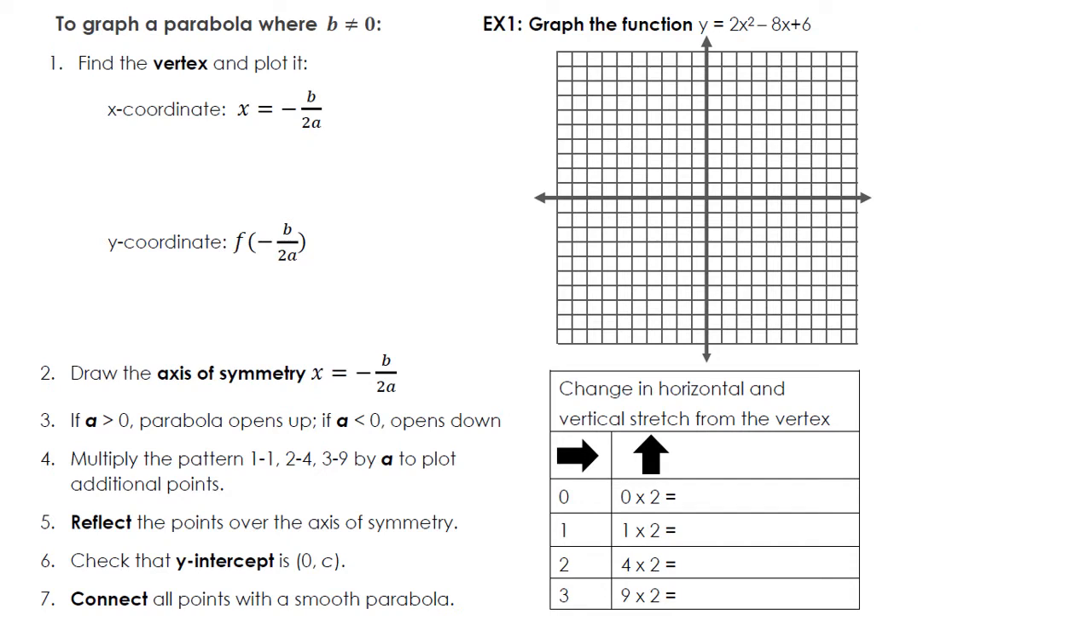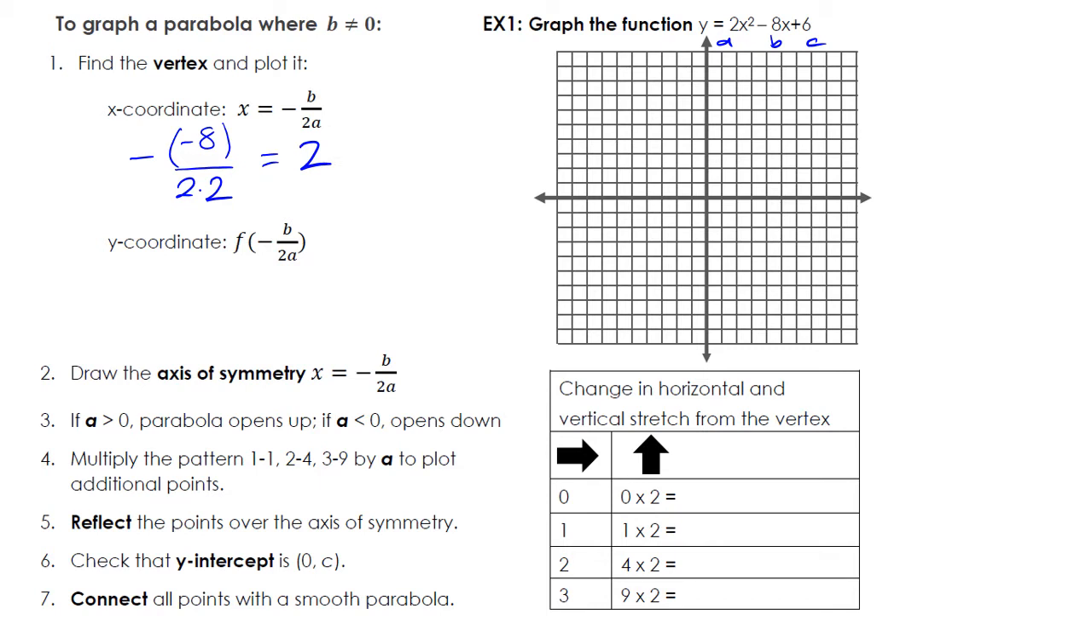Let's write them over here. Here's a value, b value, and c value. A is 2, b is -8, c is 6. If I do negative b over 2a, negative of -8 over 2 times a, which will be equal to 2. X-coordinate of the vertex is 2.